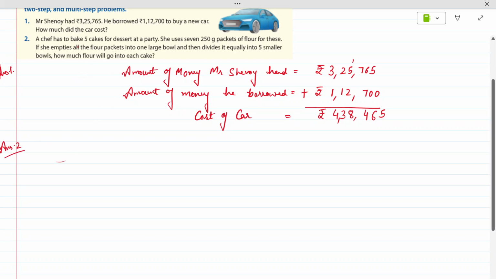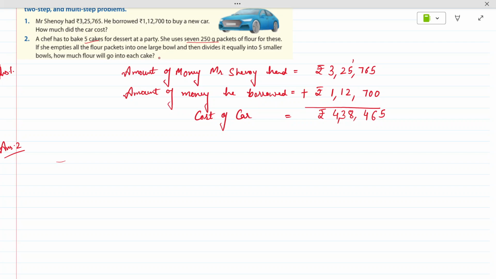Let's go through it. A chef has to bake 5 cakes for dessert at a party. She uses 7 250 grams of flour for these. So a chef has to bake 5 cakes and she is using this much quantity of flour for these. If she empties all the flour packets into one large bowl and then divides it equally into 5 smaller bowls, because she has to bake 5 cakes, then how much flour will go into each cake?